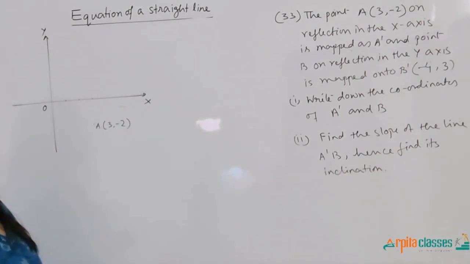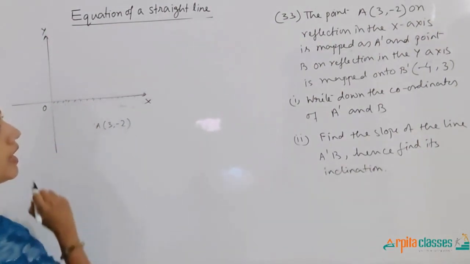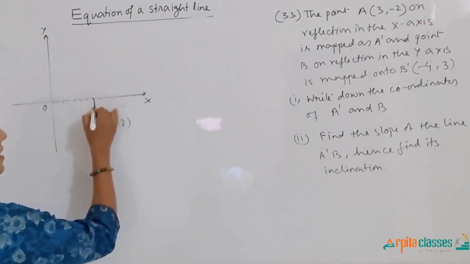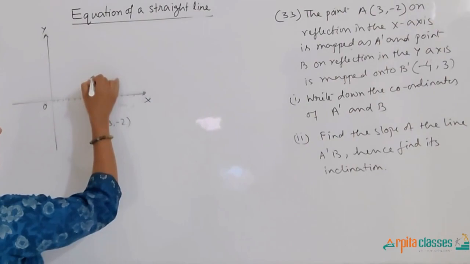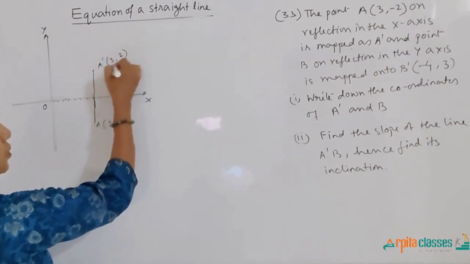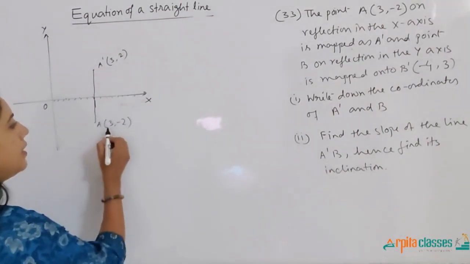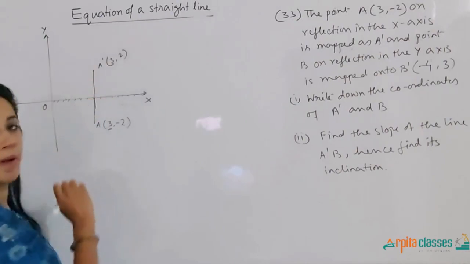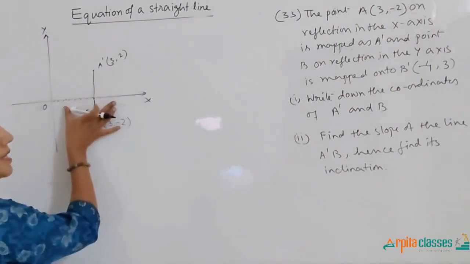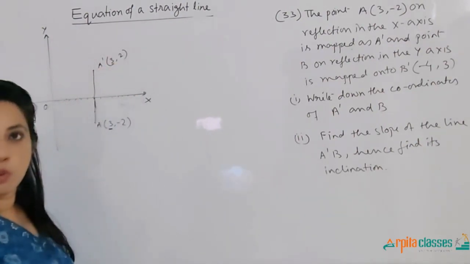On reflection in the x-axis. So here the x-axis is the mirror now, and it is mapped as A dash. So obviously, if the x-axis is the mirror, the A dash point will be 3 comma plus 2. Because we know if the x-axis is the mirror, then the x coordinate remains the same and the sign of the y coordinate changes. So your A dash point will be 3 comma 2.